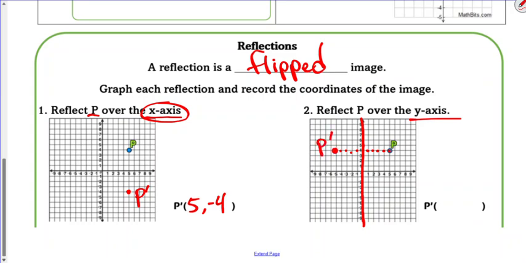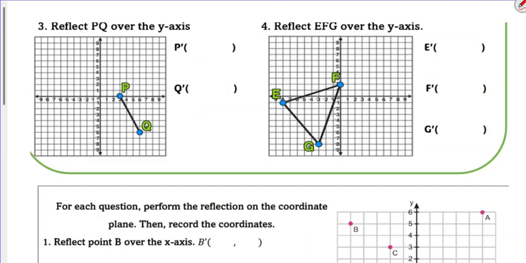Kind of missed a little bit there, but that's supposed to be at negative 5, positive 4. Take the original point, count how far you need to go to the line we're flipping over, and then count that same distance in the opposite direction.